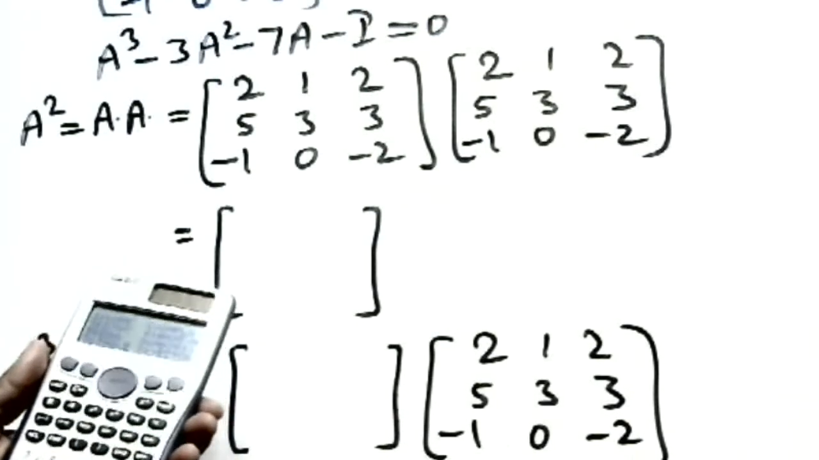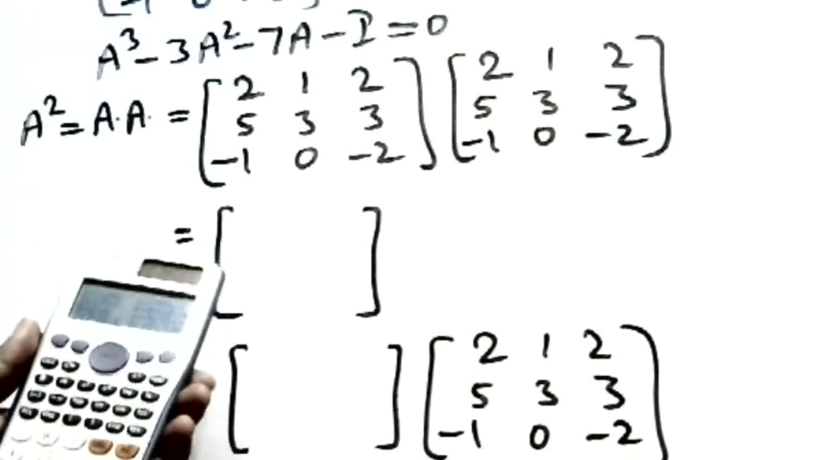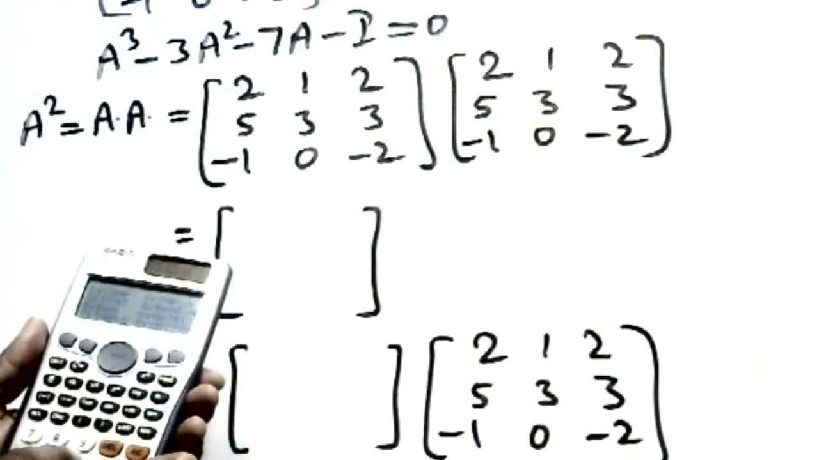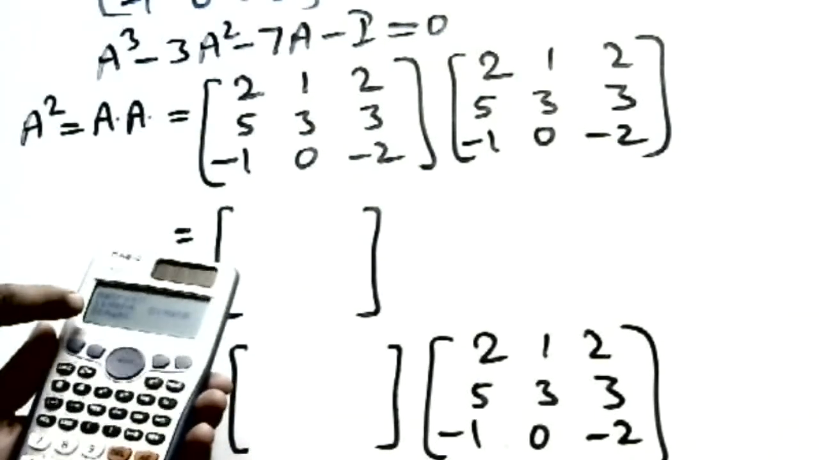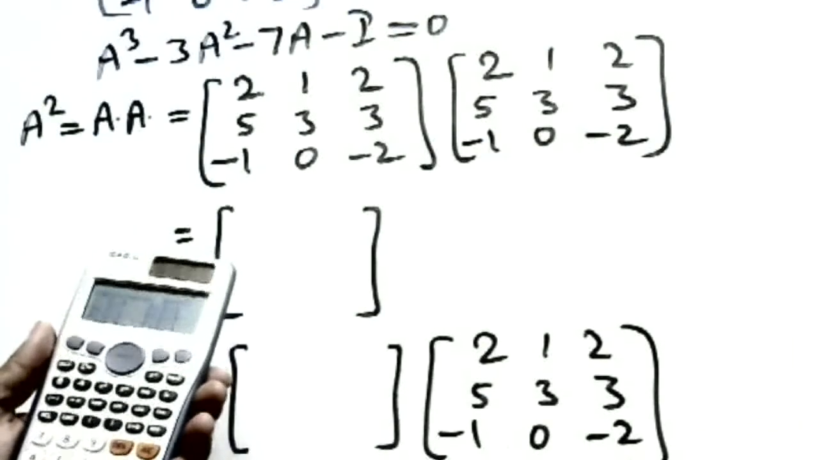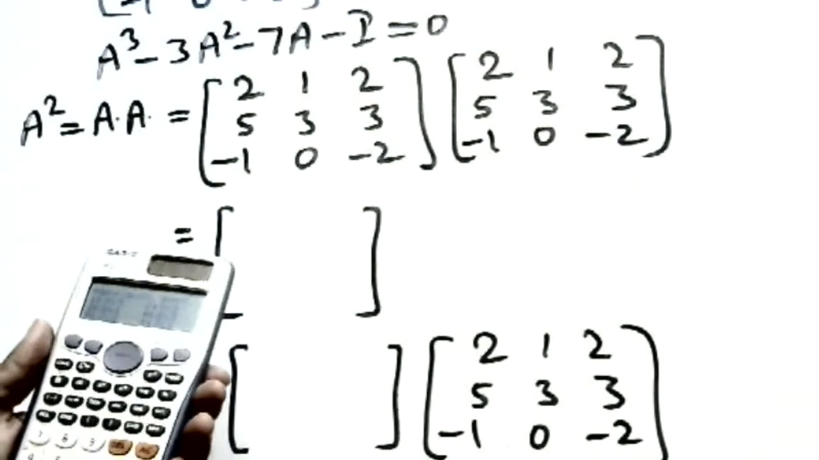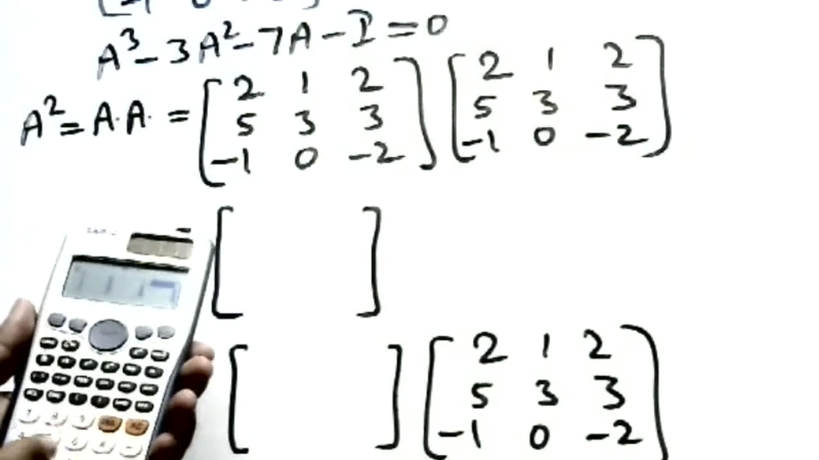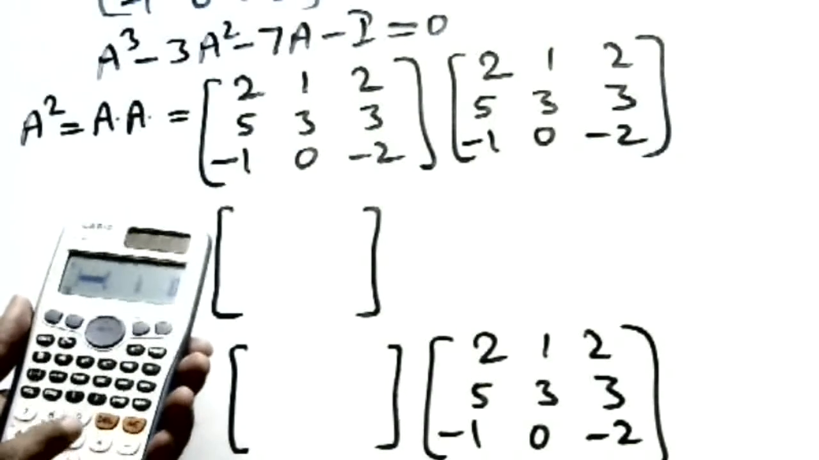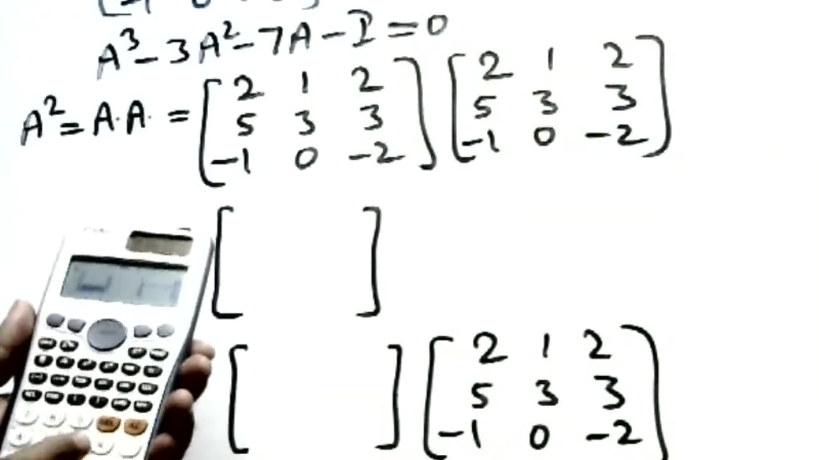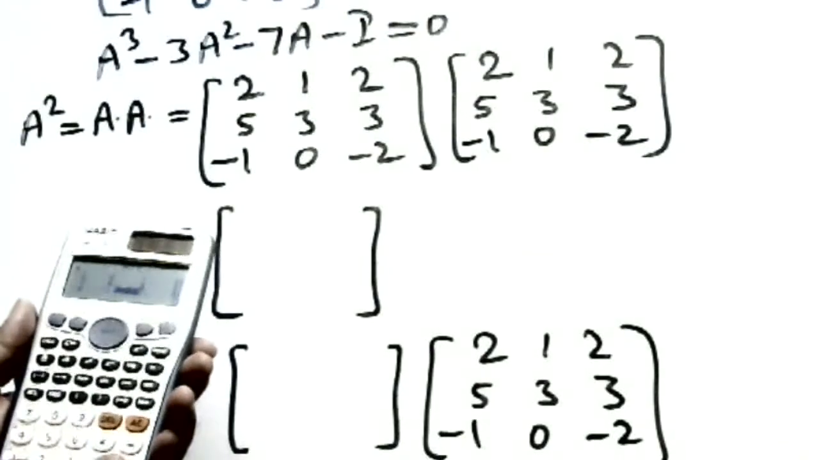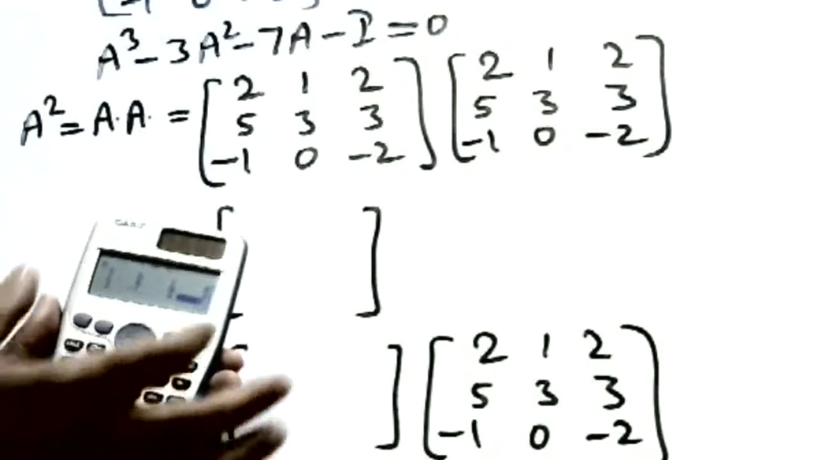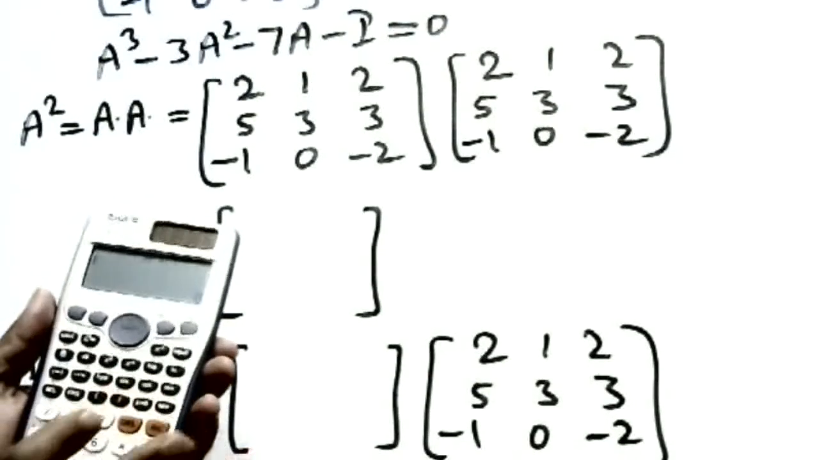Now watch here, first we have to use mode. If you go into mode, you get, I'm showing the calci 991. You see here on the sixth number you are having matrices, so I am taking matrices. We want matrix A, so we want the first one, matrix A, and this is 3 by 3, so we take the dimensions 3 by 3. Now let me substitute this one. 2, 1, 2, 5, 3, 3, minus 1, 0, minus 2. So now we see here, we have taken the matrix A.